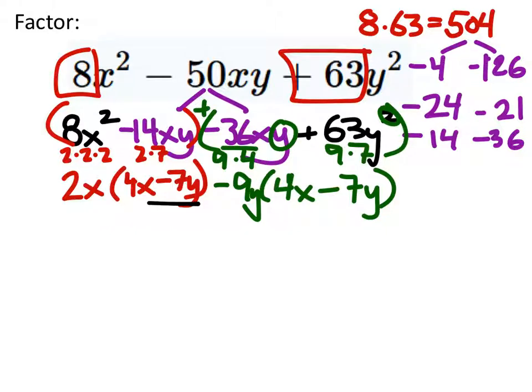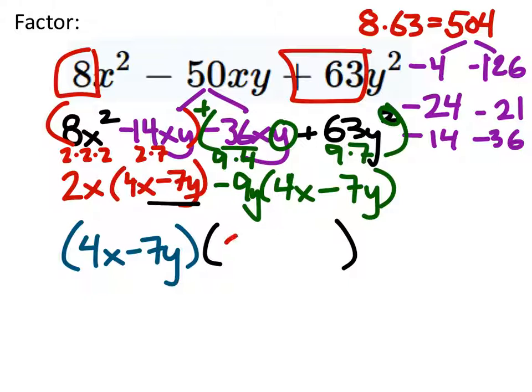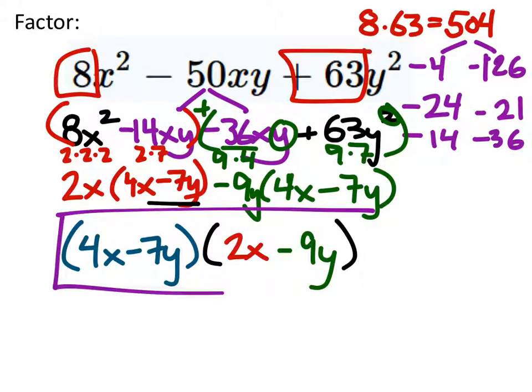So thank you. Well, now I can factor out from both of these terms a 4x minus 7y. And then I just have whatever's left in the other parentheses, the 2x and the negative 9y. Well, that's it. That's it for that one.